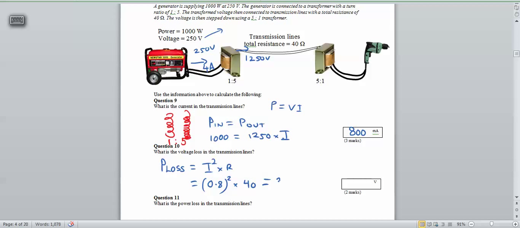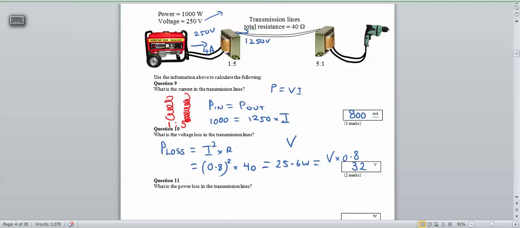So we've got 25.6 watts lost, and that is due to a voltage times the current, which is 0.8. So divide that 25.6 by 0.8, we get 32 volts. There's a number of ways we could work that out, but I've just done it one way. Okay, so there's a 32 volt drop.